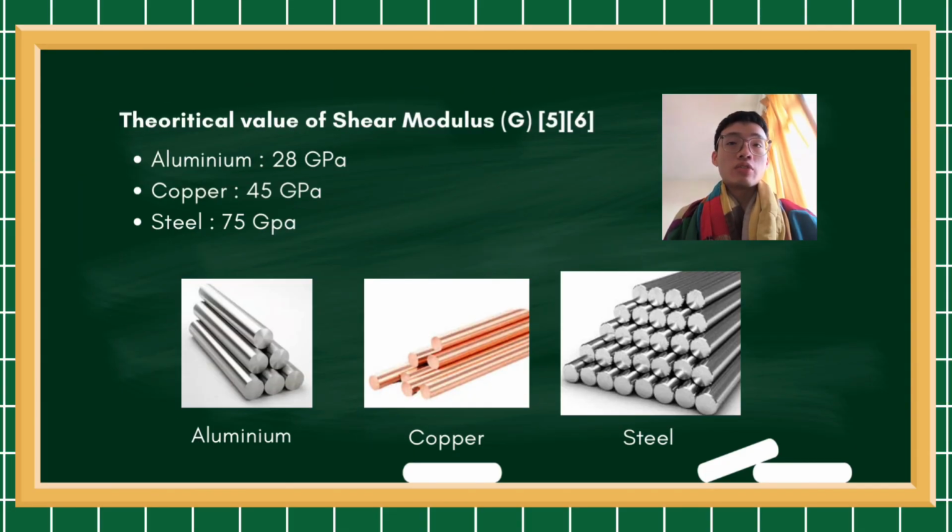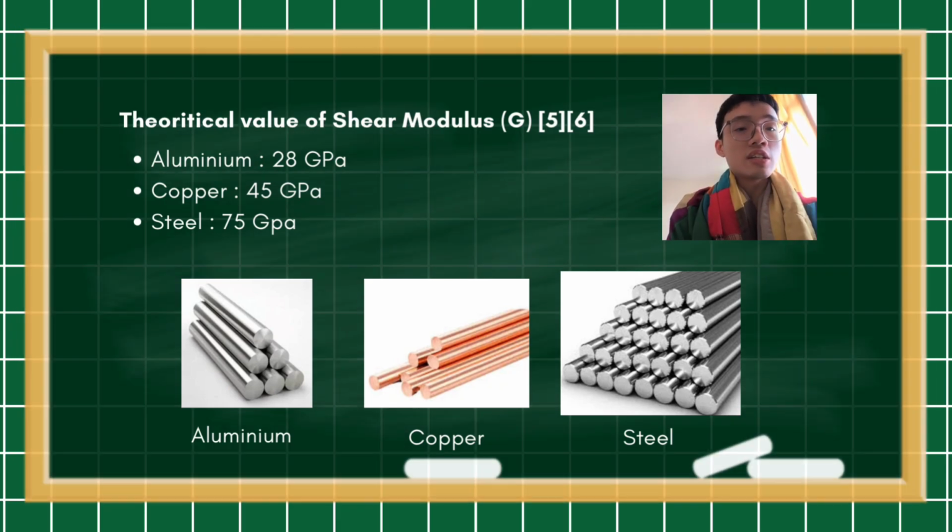Based on our reference, the theoretical value of the shear modulus for aluminium is 28 gigapascal, for copper it is 45 gigapascal, and for steel it is 75 gigapascal.